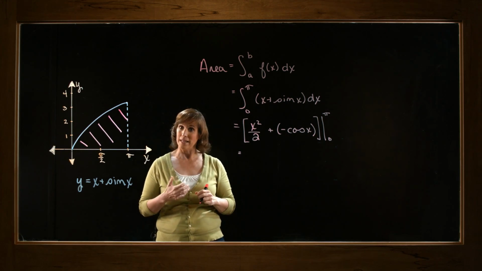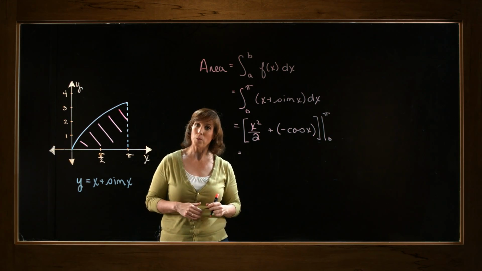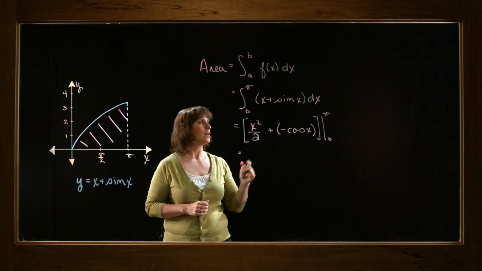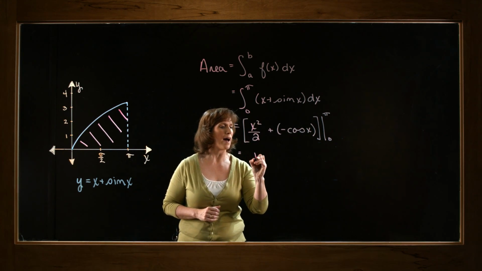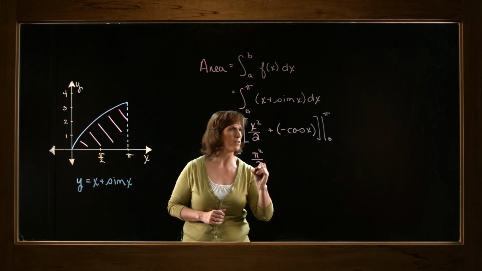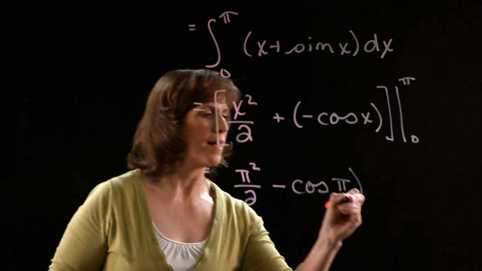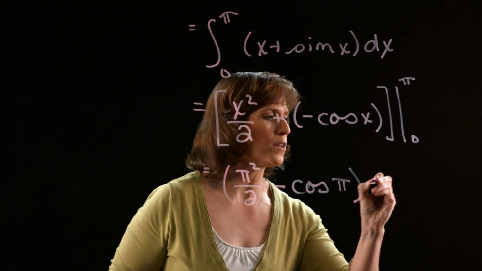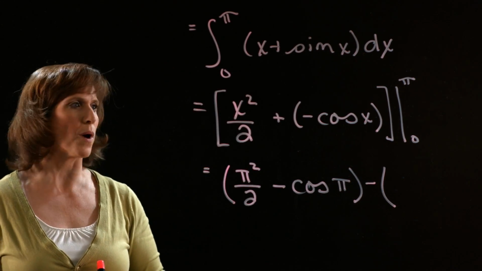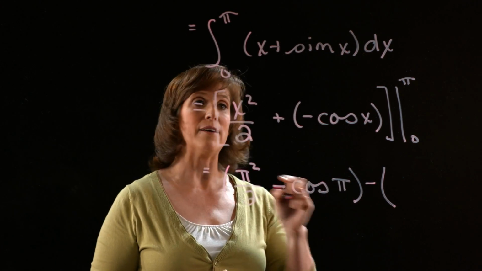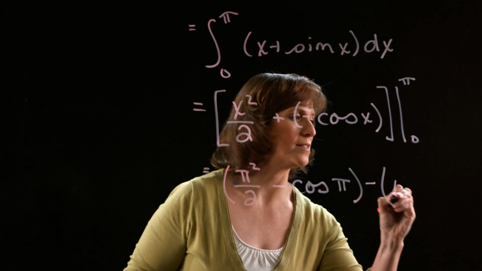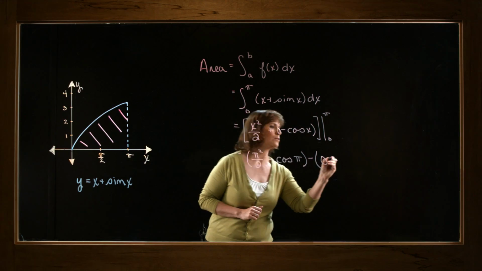All right, so we need to plug in our upper limit and then subtract what happens when we plug in our lower limit. So plugging in the pi, I'll have pi squared divided by 2 minus the cosine of pi. Then I need to subtract what happens when I plug in 0. When I plug in 0, I'm going to have 0 squared divided by 2, which is just 0, minus the cosine of 0.